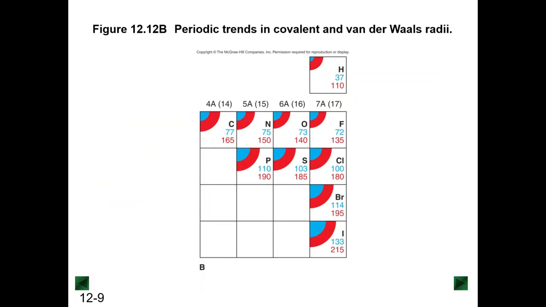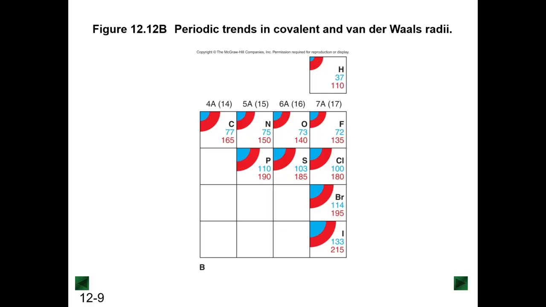Here are some trends in covalent and van der Waals radii for a number of the main group atoms. You can see in blue is the covalent radius. Those are typically small numbers in picometers. And then we can see the much larger numbers, the red numbers, are the van der Waals radii. They can be at least 2 times bigger in many cases than the covalent radius.